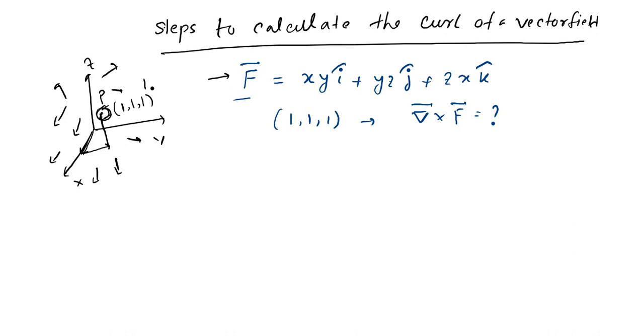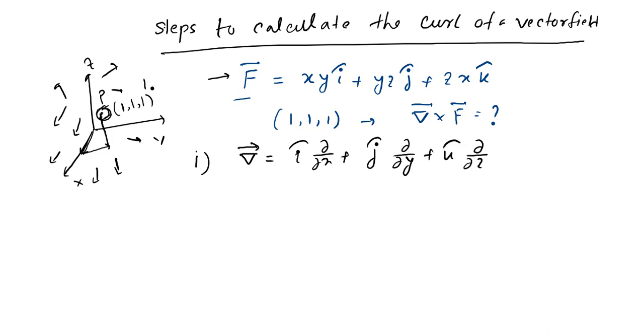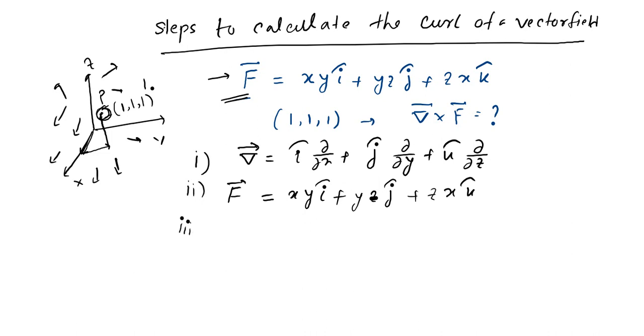So step 1: first write down the expression for nabla. Nabla is basically i cap del/del x + j cap del/del y + k cap del/del z. Second step: write once again the given function. So F is xy i cap + yz j cap + zx k cap. And in the third step, you have to perform this cross product.